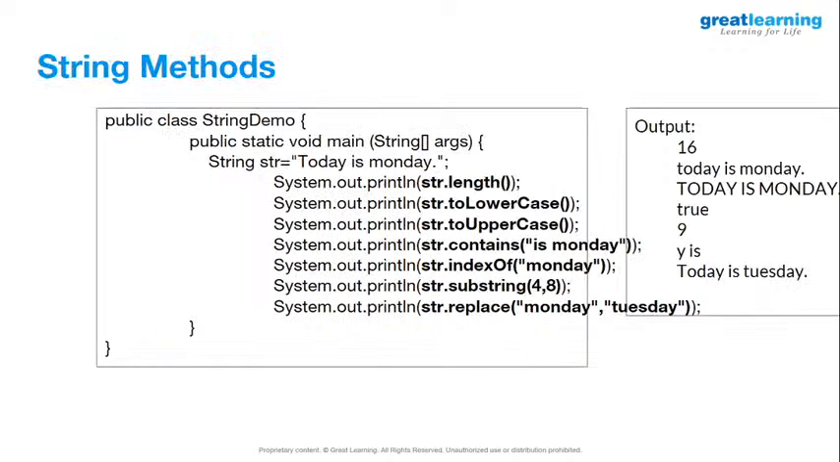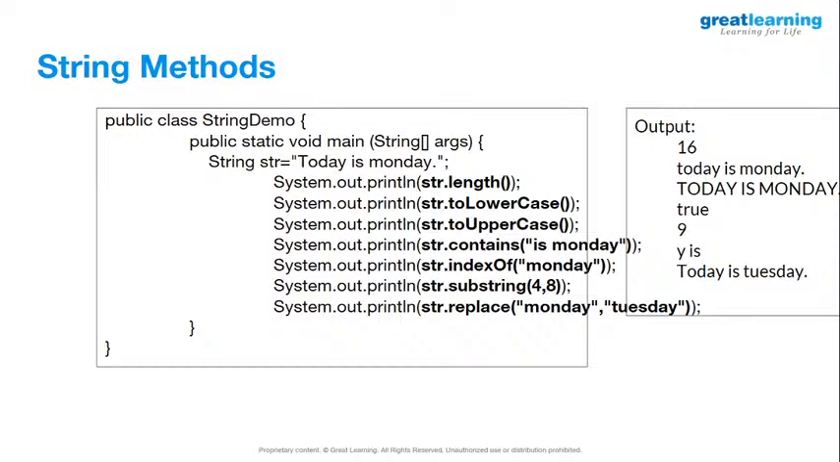Cool. So now the string methods, these are very important methods. The first method is to calculate the length. For example, for "today's Monday", the length is 16. Then toLowerCase will write all the characters in lowercase. Similarly, toUpperCase will change it to uppercase, the capital letters. So you get the point, right? Then string contains basically checks whether this thing is present in that string or not. It will check: is "Monday" present in the string str? Yes, it is. So it returns true.